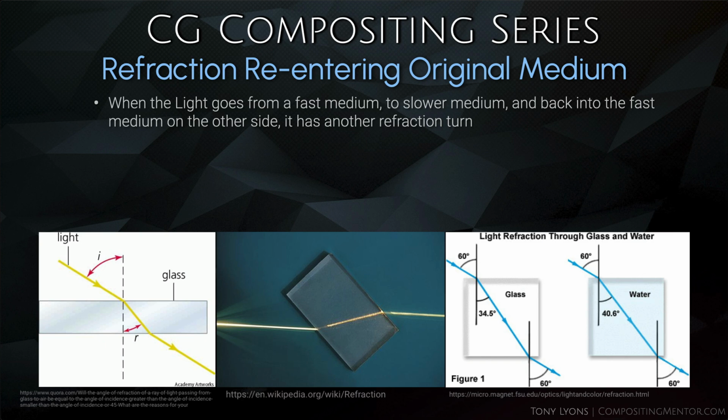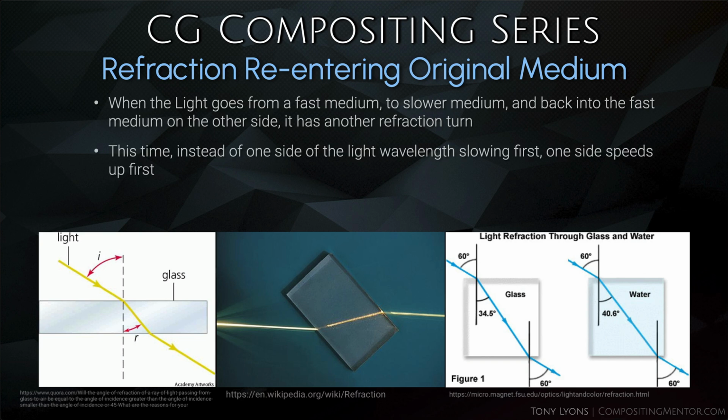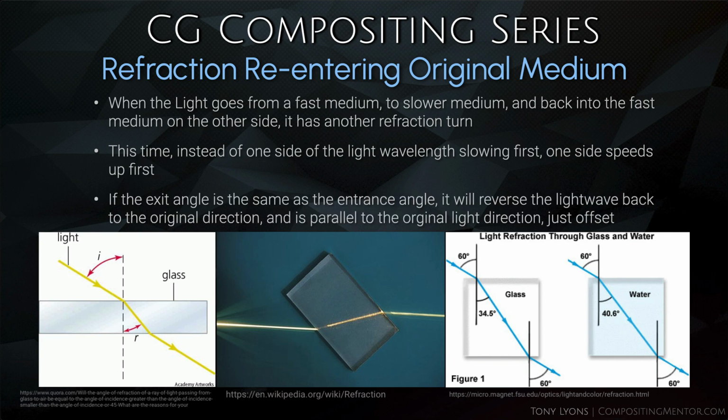Refraction re-entering the original medium. When light goes from a fast medium to a slower medium, and then back into that faster medium on the other side, it has another refraction turn. This time, instead of one side of the light wavelength slowing first, one side speeds up first. If the exit angle is the same as the entrance angle, it will reverse the light wave back to the original direction. And this exiting light ray is parallel to the original light ray direction, it's just offset because of the time that it spent inside of the material.